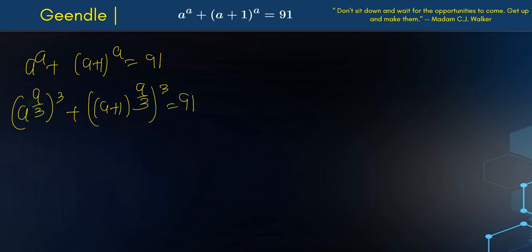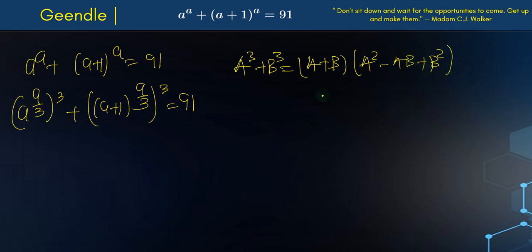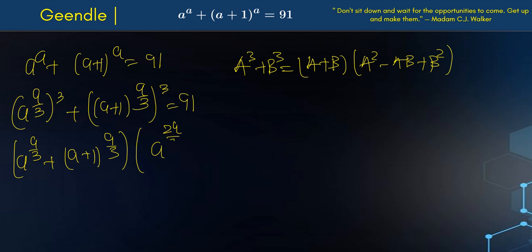So this is a sum of two cubes. If we have a cubed plus b cubed, we can say that this is (a plus b) which multiplies (a squared minus ab plus b squared). So we can apply this here, and we're going to have a to the a over 3 plus (a+1) to the a over 3, which will multiply a to the power, this is squared, so 2a over 3.